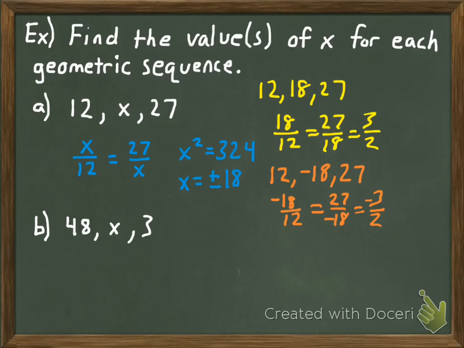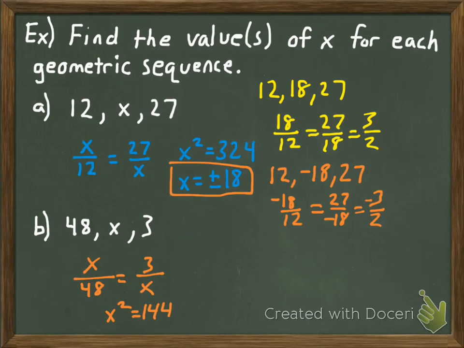Okay, so you try the same thing with the second example there. And here's how that should look. You should have made a ratio of x over 48 equals 3 over x, which gives you x squared equals 144. So x equals positive or negative 12.